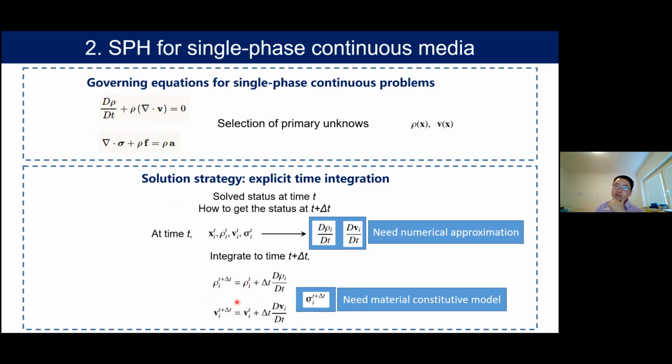I only give a very simple example of Euler integration, but in actual computations, Euler integration has low accuracy and low efficiency. Usually we use second order integration method like predictor corrector or Verlet integration. But I will not give the details here because it is quite common in many explicit methods.